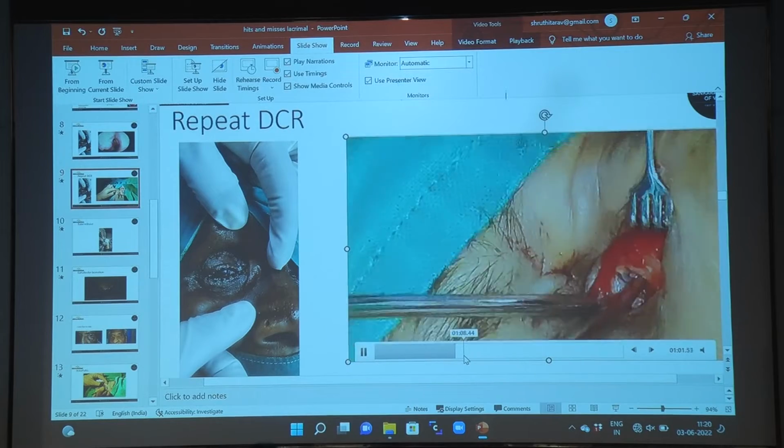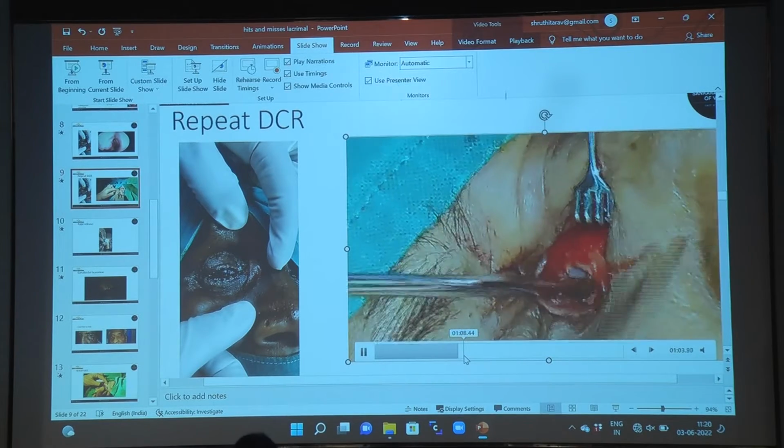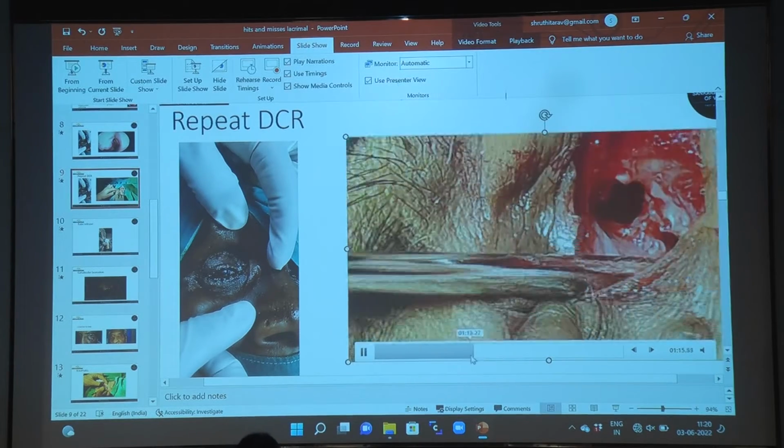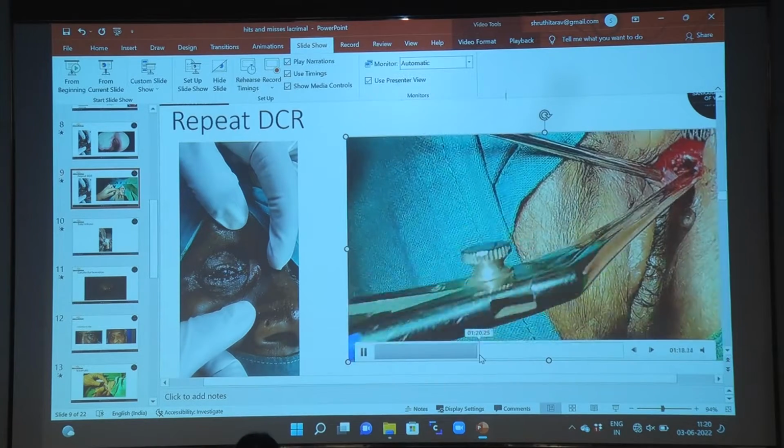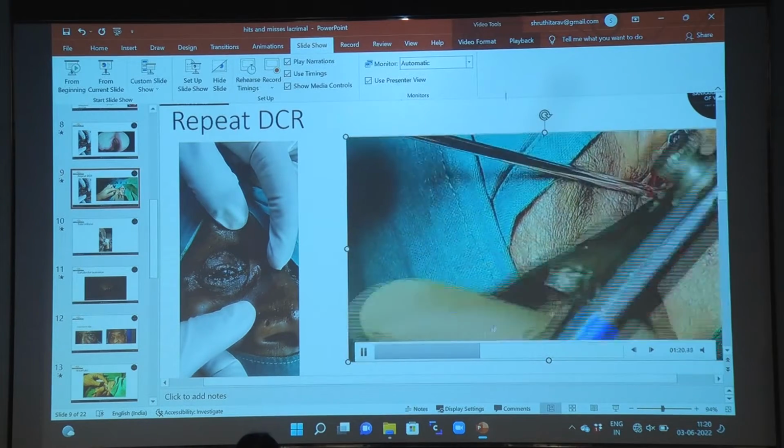And I will show you something here. This is the kind of movement which probably should not be done. Okay, I had to skip that.